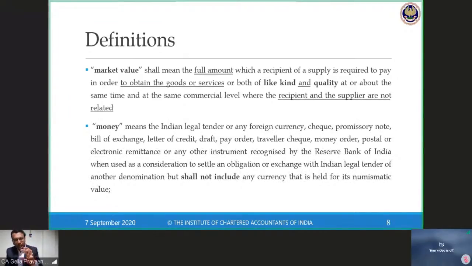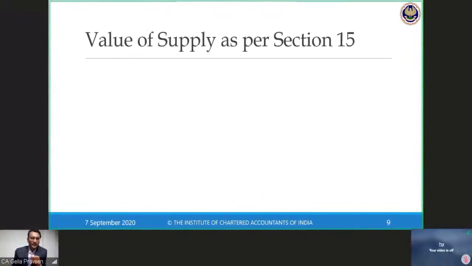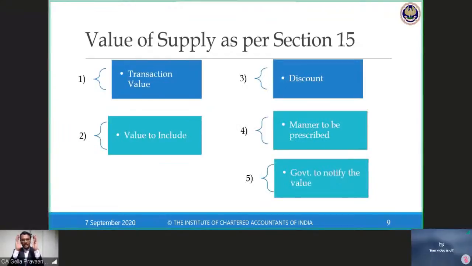Next is money. For paucity of time, we have discussed, I'll overlook this definition of money. Now, coming to the crux of my section 15. My entire valuation, the entire value of supply, is revolving around these 5 subsections.